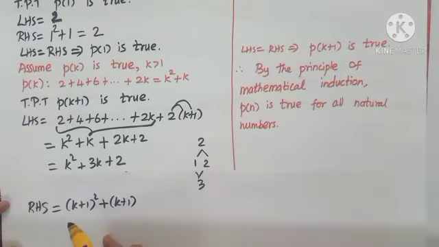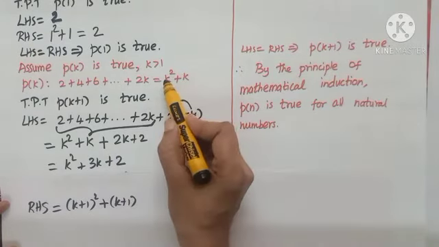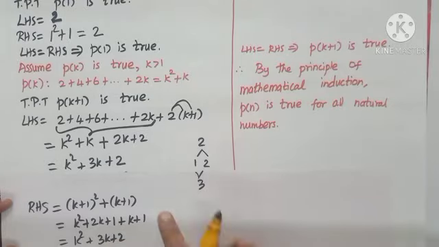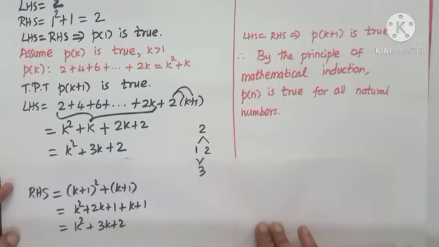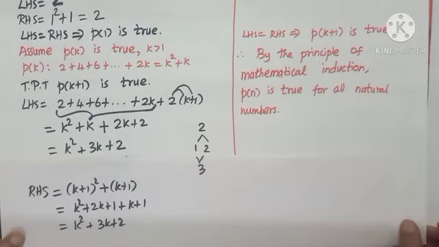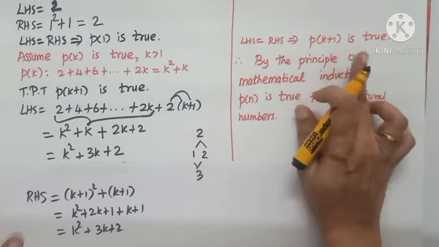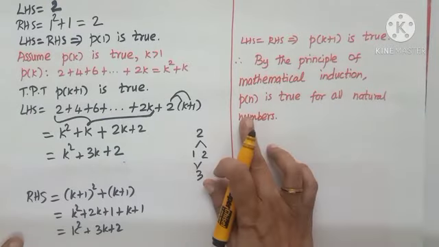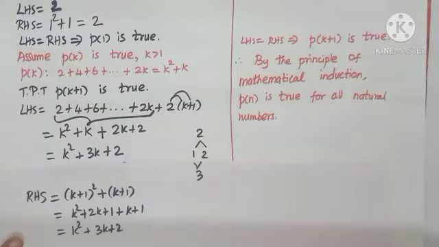N square becomes (k plus 1) the whole square, n becomes k plus 1. Simplify this answer: k square plus 2k plus 1 plus k plus 1, or it becomes k square plus 3k plus 2. As I check these two, I am able to decide LHS equals RHS. Whenever LHS is equal to RHS, I can immediately say P of k plus 1 is true, and therefore by the principle of mathematical induction, P of n is true for all natural numbers.